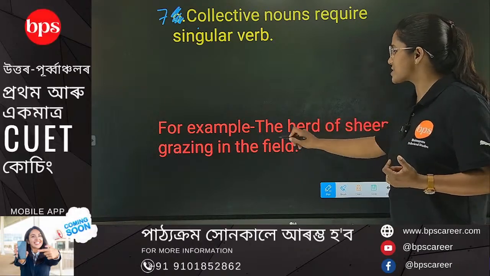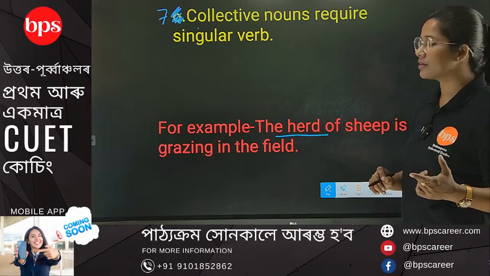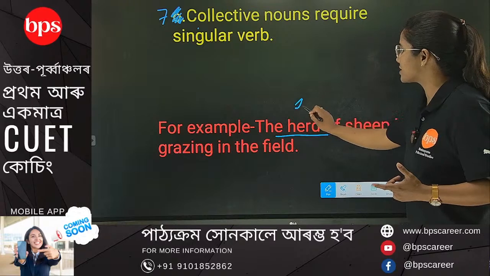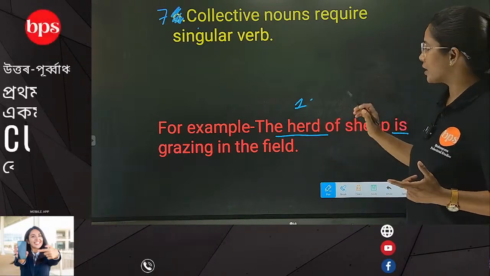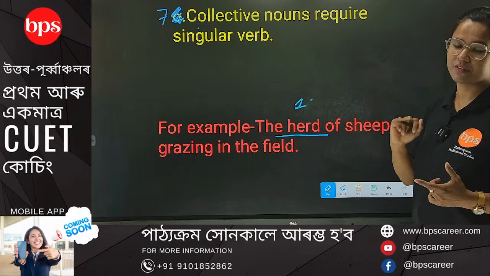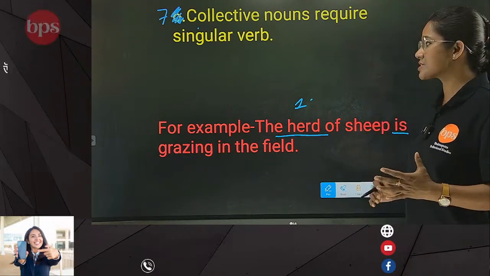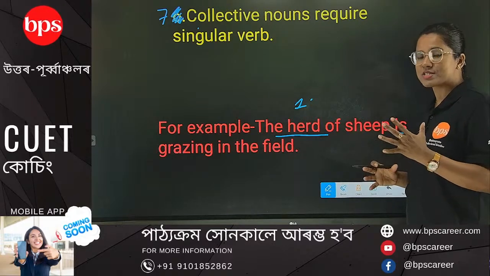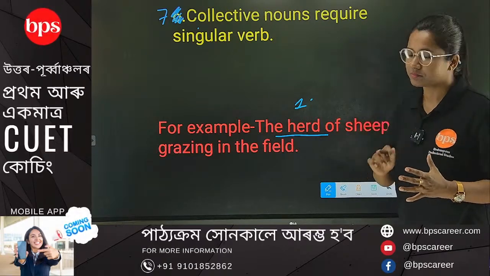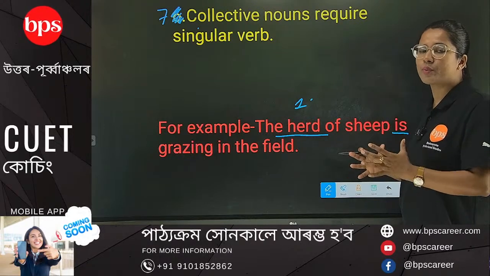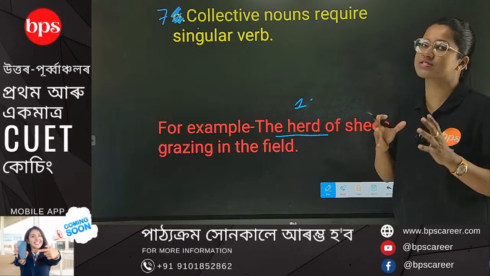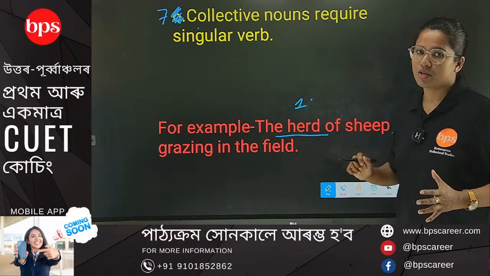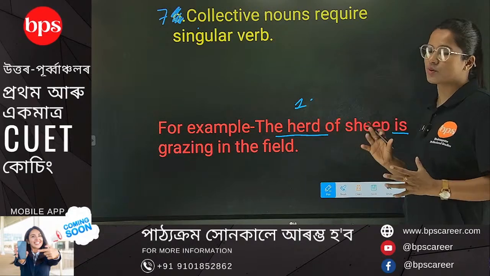So even if it is a collective noun, that is the herd, we will use "is" because the herd is something singular, a single idea. So, the herd of sheep is grazing in the field. A lot of students make a mistake because herd of sheep as a whole seems a plural concept, but the idea is the herd. So the core word of this sentence is the subject, the herd, which is the collective noun. So here we will use "is", that is a singular verb.